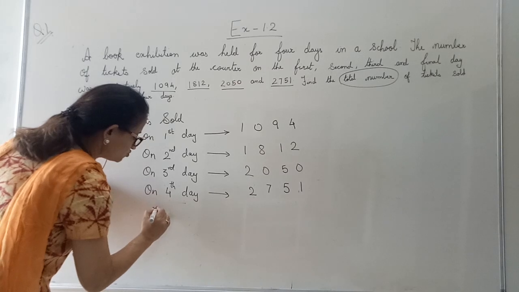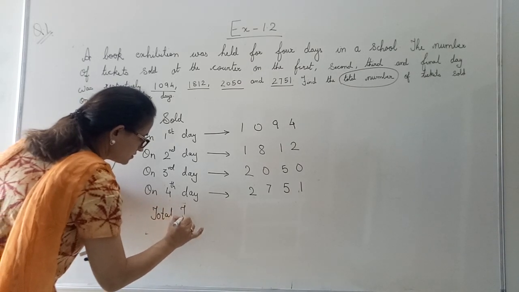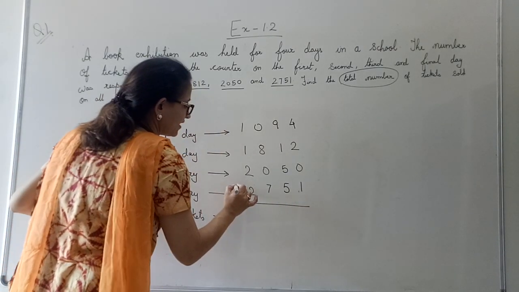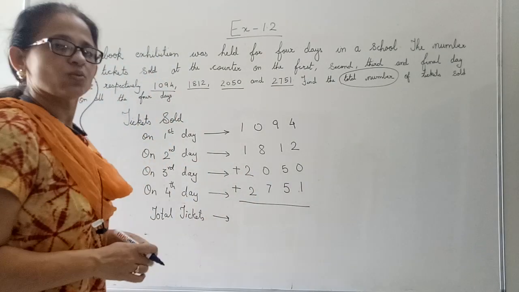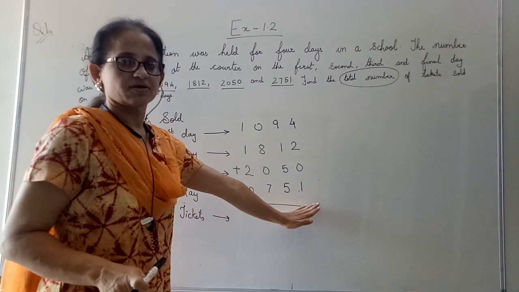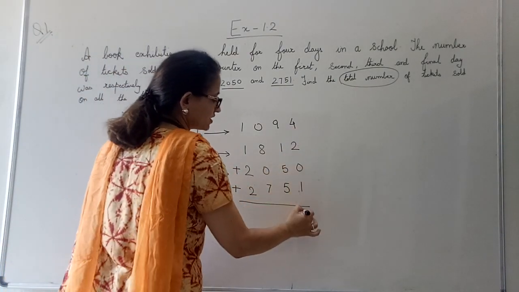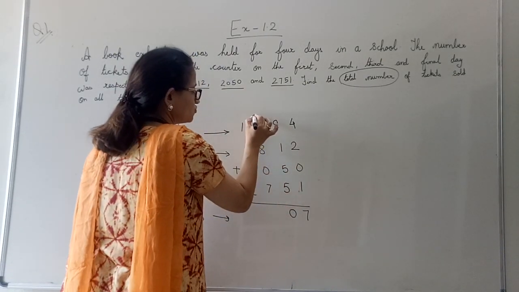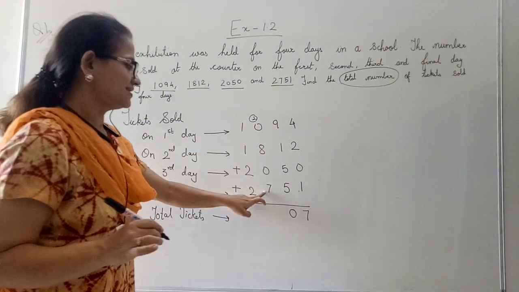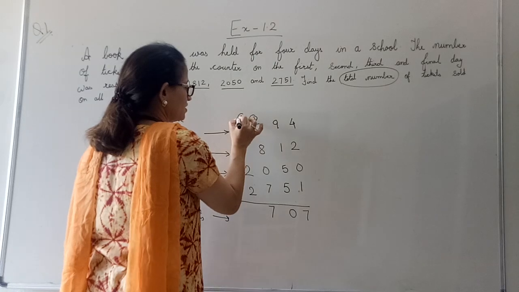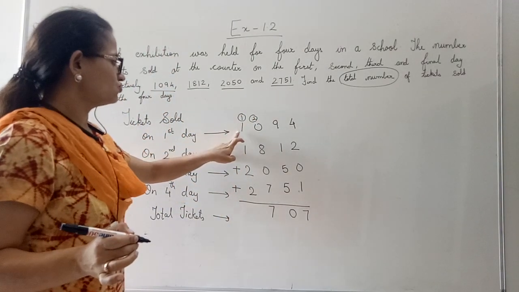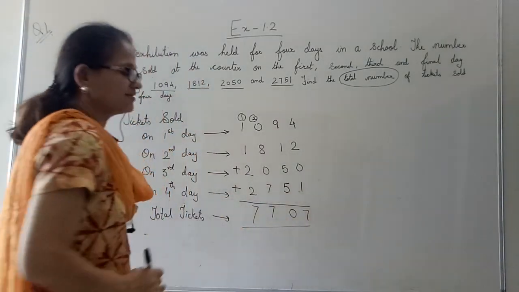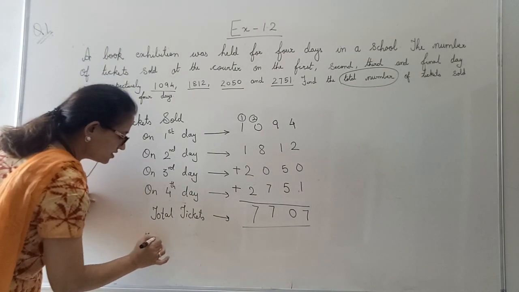Now we need to find total tickets. Total tickets means we are going to add, and always in addition we start adding the ones places first. 4 plus 2, 6 plus 1 becomes 7, 9 plus 1, 10 and 10 becomes 20, 0 down, 2 carry over, 2 plus 8, 10, 10 plus 7 becomes 17, 7 down, 1 carry over, 1 plus 1, 2, 2 plus 1, 3, 3 plus 2, 5, 5 plus 2, 7. So how many total tickets are sold? 7,707.